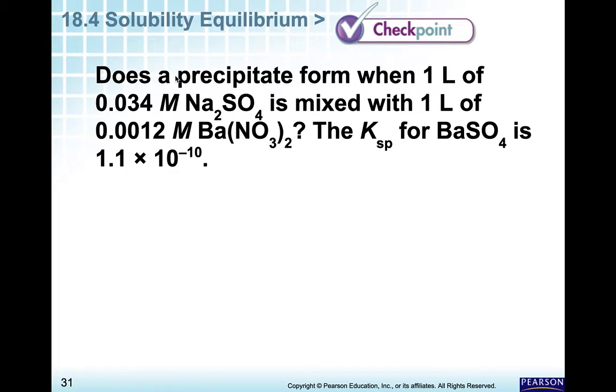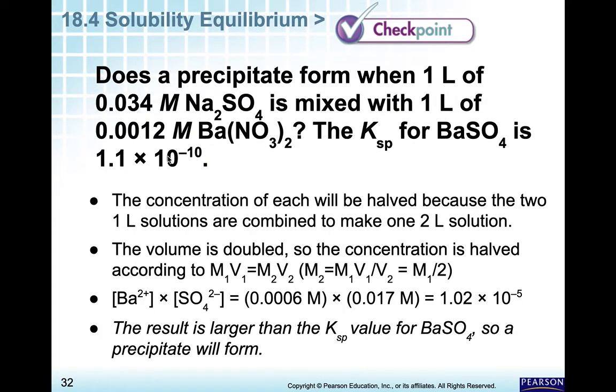So let's see, does that always work? Let's say we're asked if a precipitate is going to form when we mix 1 liter of a 0.34 molar concentration sodium sulfate with 1 liter of a 0.002 molar concentration of barium nitrate. We're given the Ksp for barium sulfate, and so let's start by writing out an equation for those.